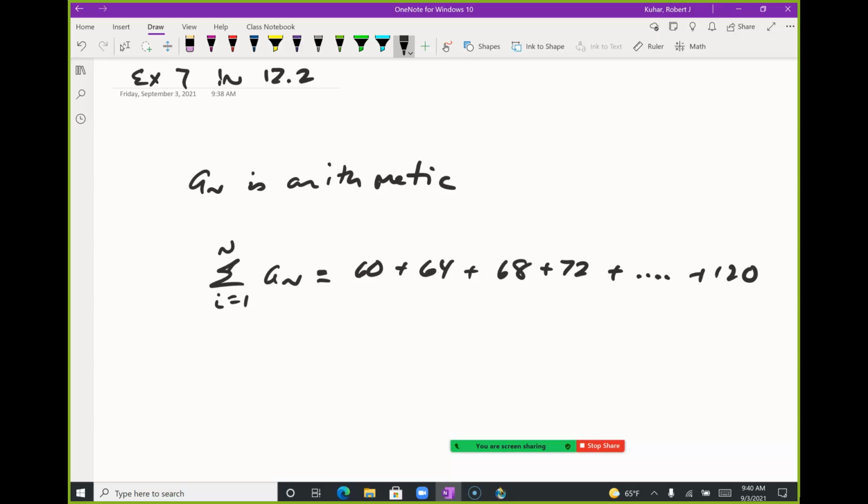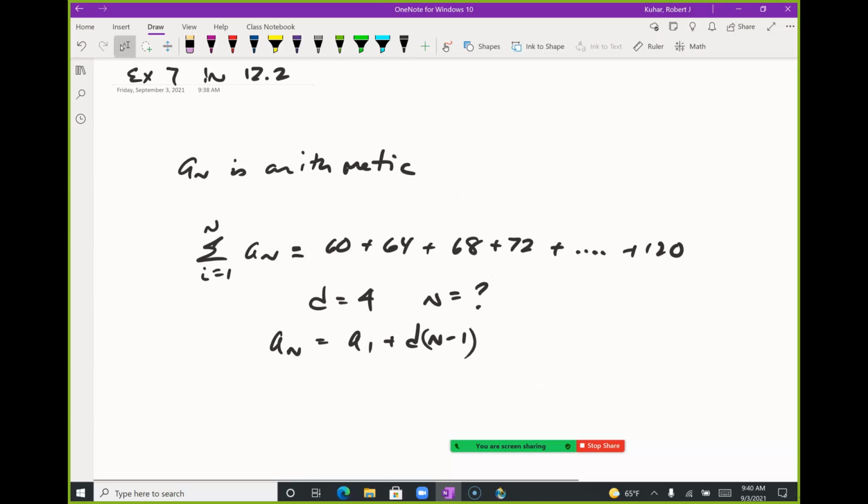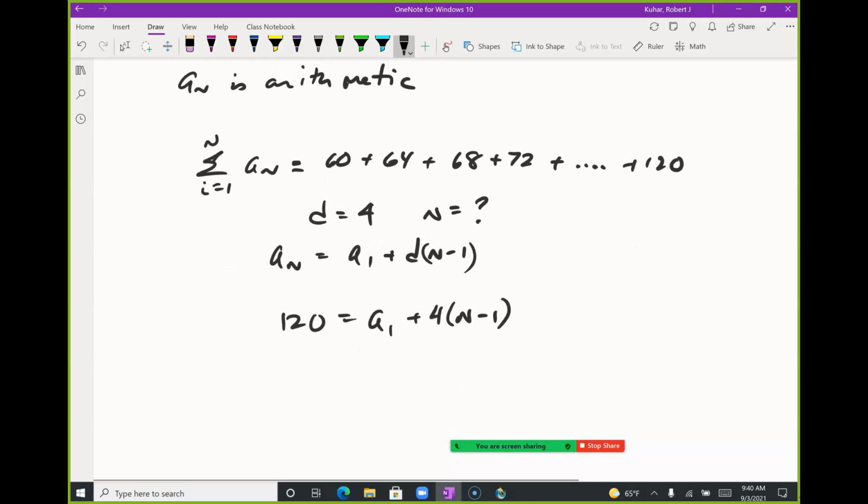So what formulas do I know? I know a sub n is a sub 1 plus d times n minus 1. And in fact, I know d, don't I? Yes. D is 4. N is unknown, right? So that's my question. I know that 120 is a sub 1 plus 4 times n minus 1, and from there I can solve for n. And a sub 1 is 60, right?